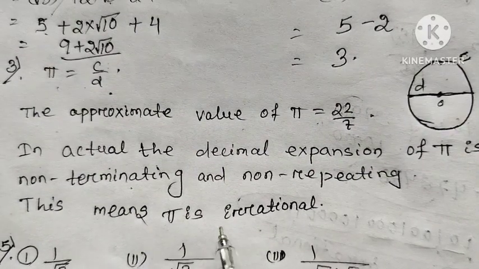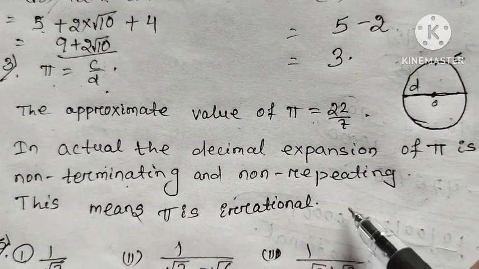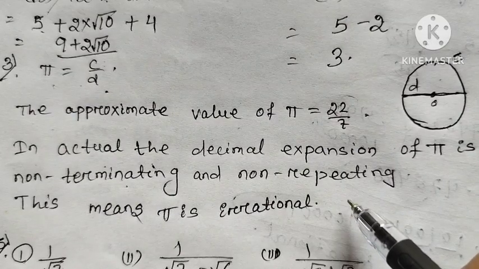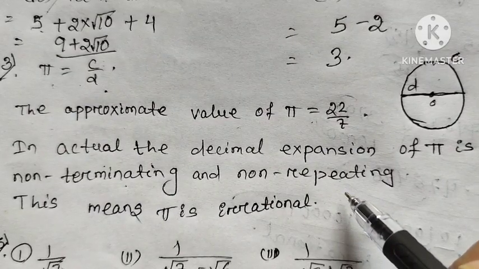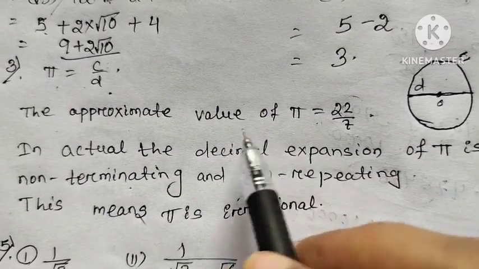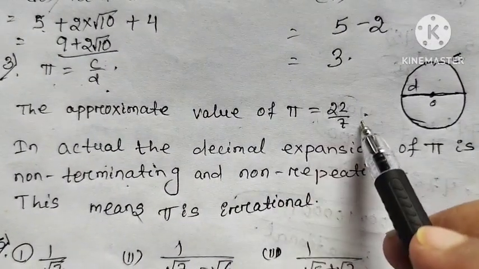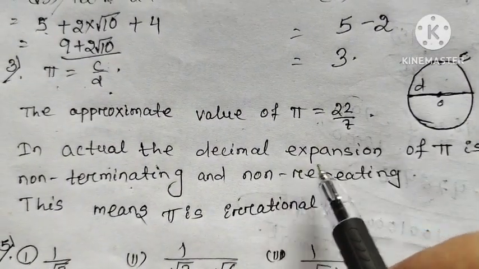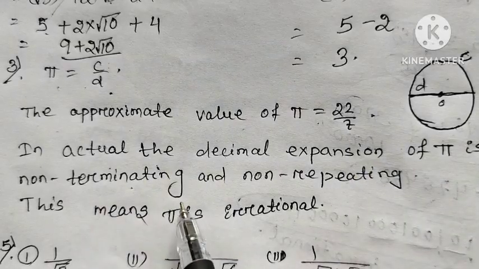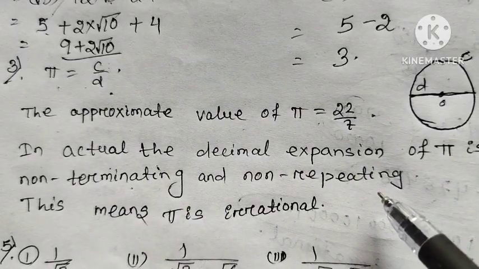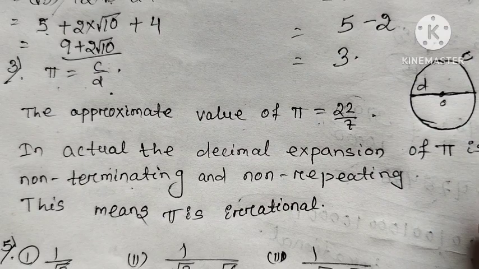This means pi is irrational. That's why the contradiction to the fact that pi is irrational does not hold. Clear? Because the approximate value of pi is 22 by 7, but the decimal expansion is non-terminating and non-repeating. That's why pi is irrational.